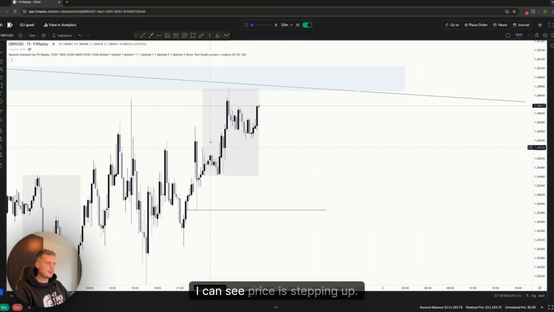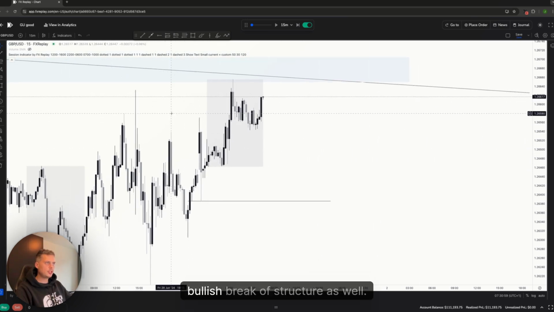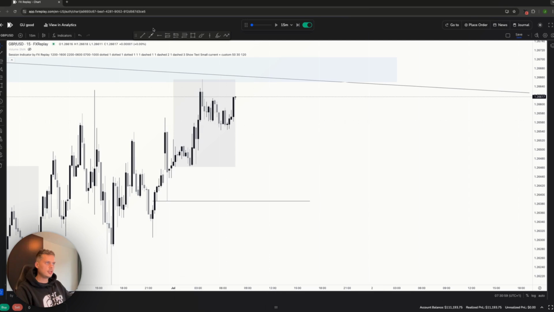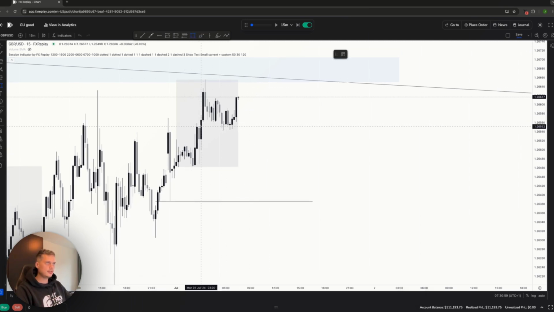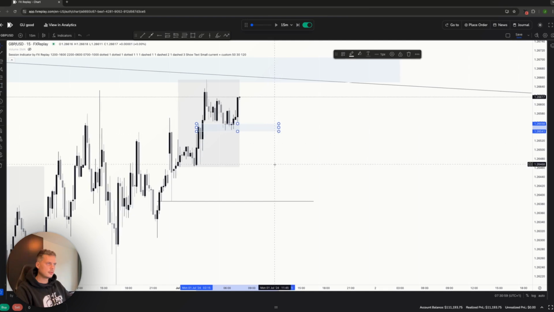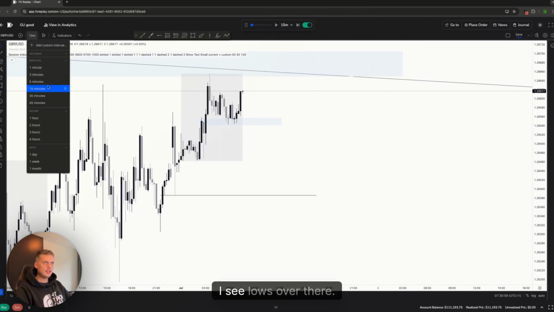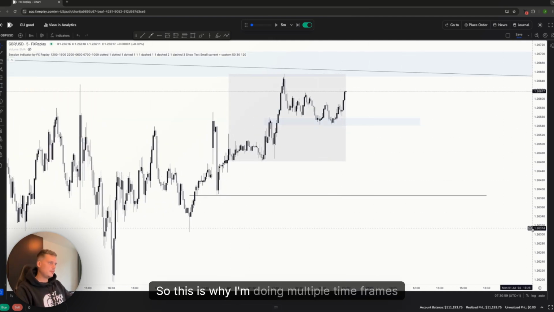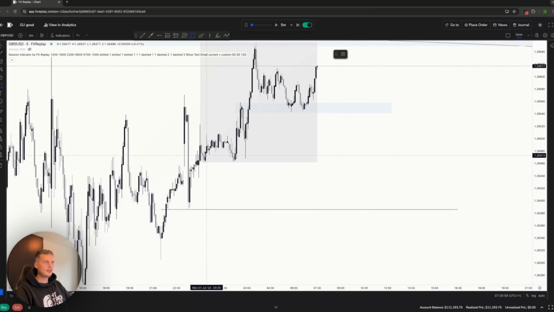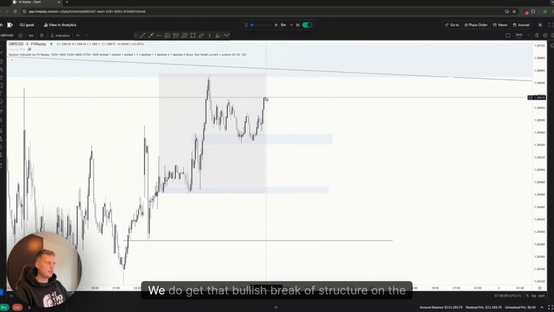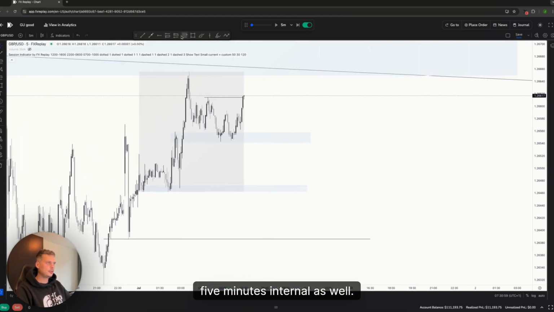I can see price is stepping up, bullish break of structure as well. We do have a new support area, which is over here. I see lows over there. So this is why I'm doing multiple time frames, because I want to make sure I don't miss anything. We do have a support area over here as well. We do get that bullish break of structure on the 5 minutes internal as well.